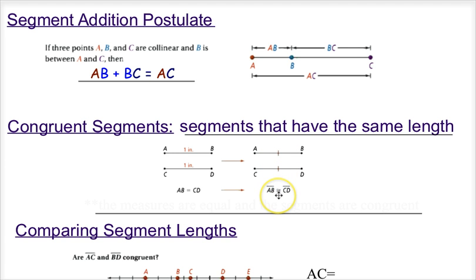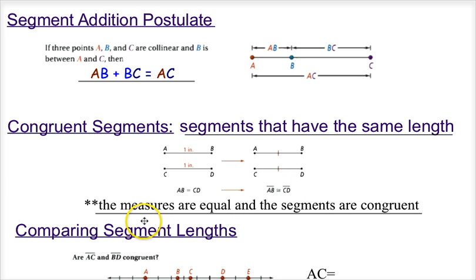Now when I'm using the congruent symbol, I have a little bar across it because I'm talking about line segment AB is congruent to line segment CD. So this is important right here. The measures are equal. When I'm talking about the measures, I don't have a line segment over AB and CD. The segments are congruent. So when I'm talking about the segments, I do have that little line segment above AB and CD, and I use the congruent symbol. So that's an important difference between equal and congruent. The measures are equal, they have the same length, and the segments are congruent.